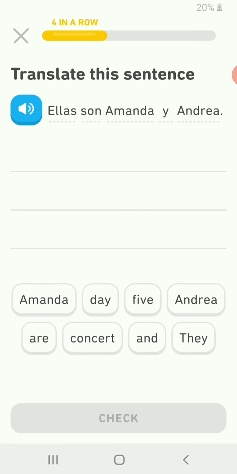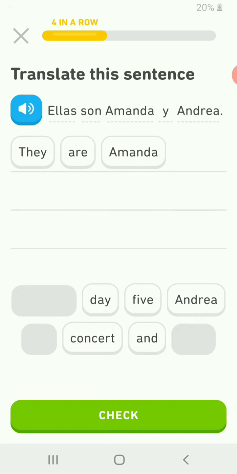Ellas son Amanda y Andrea. Translate this sentence. Ellas son Amanda y Andrea. So ellas, they are Amanda and Andrea.